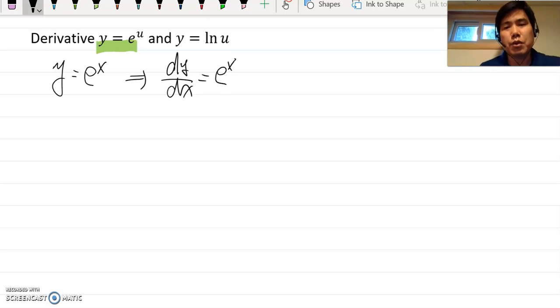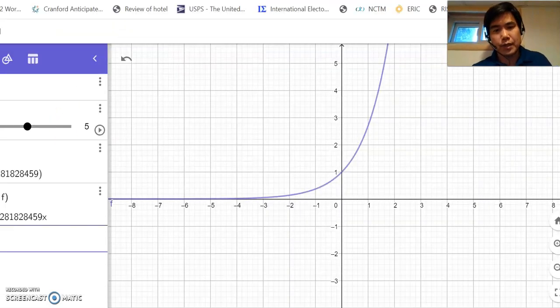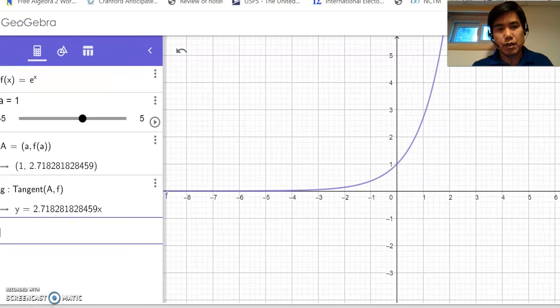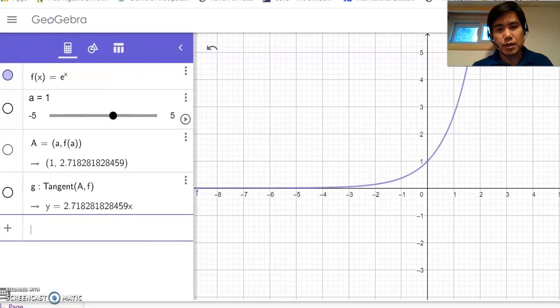Then how do you know this is correct? We can use a graphical approach to show that the derivative of e to the x is just itself, using the GeoGebra program. So let's go to GeoGebra. I'm going to move a little bit left so you will see my setup as well. Now, as you see, this is the exponential function y equals e to the x.